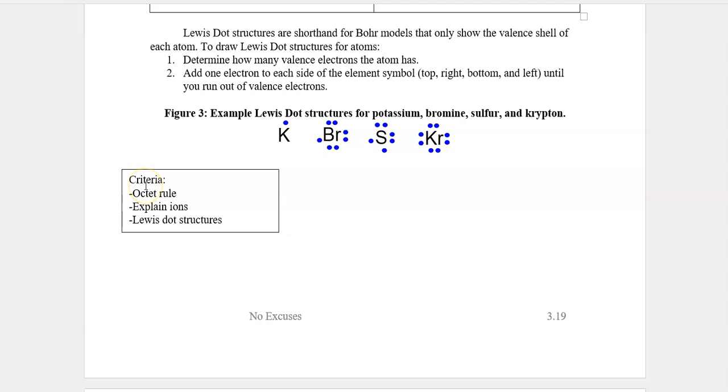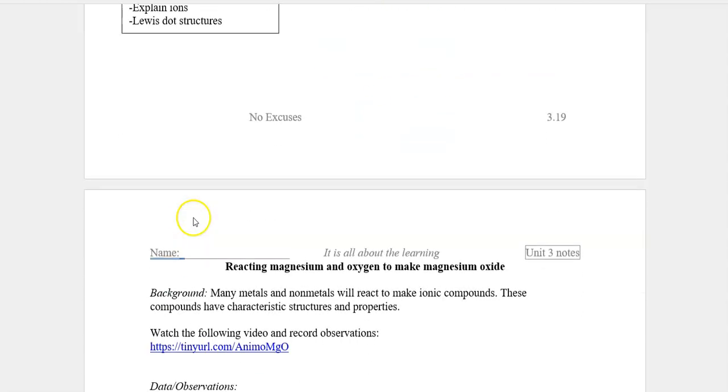So here's a criteria. If you didn't understand these 3 main concepts, then you need to go back before moving on as a class. So you need to know the octet rule, what it is and what it tells us. You need to explain ions and how they form, cation and anion, and you need to explain Lewis dot structures, and you need to be able to draw them yourself.